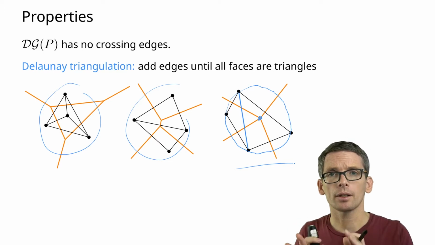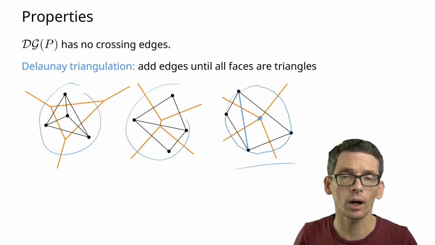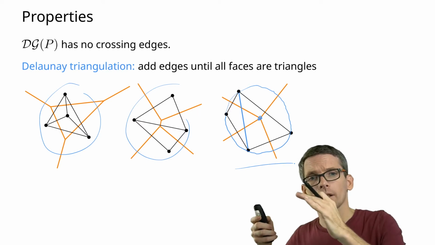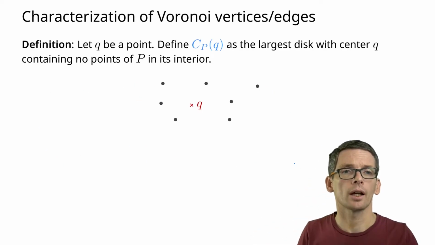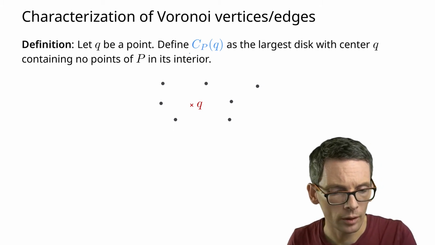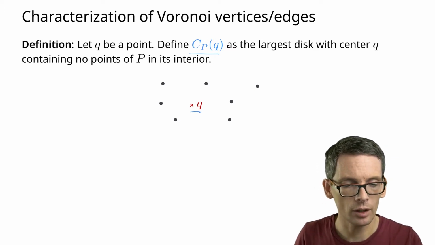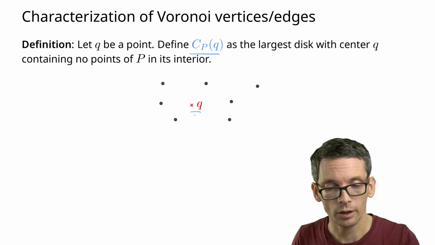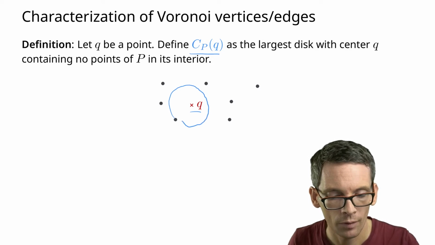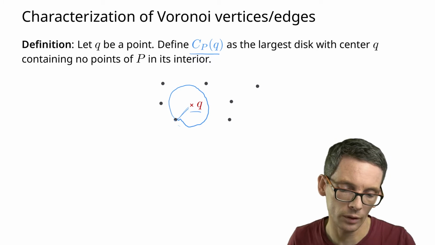Now, let's look at a characterization of Delaunay triangles or faces of the Delaunay graph and Delaunay edges, so edges of the Delaunay graph. And for that, we first look at a characterization of Voronoi vertices and Voronoi edges. And for that, we use this circle CP of Q. So what is that? I pick a point Q and I take the largest disk with center Q such that there is no point in the interior. So in this case, it would look something like that. If I now increase the radius further, it will include this point.